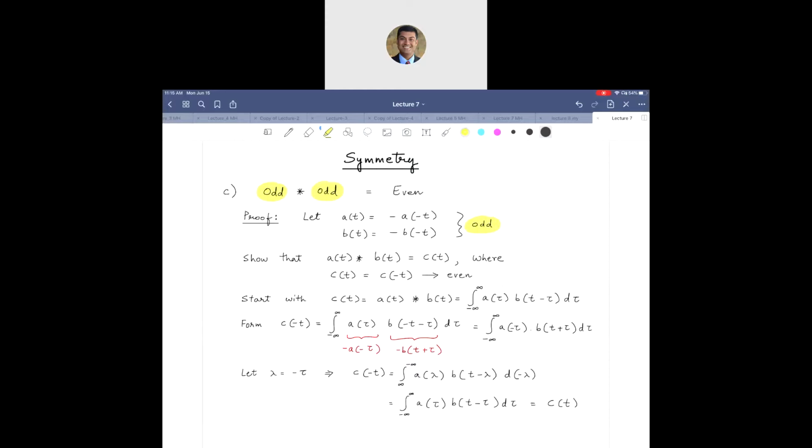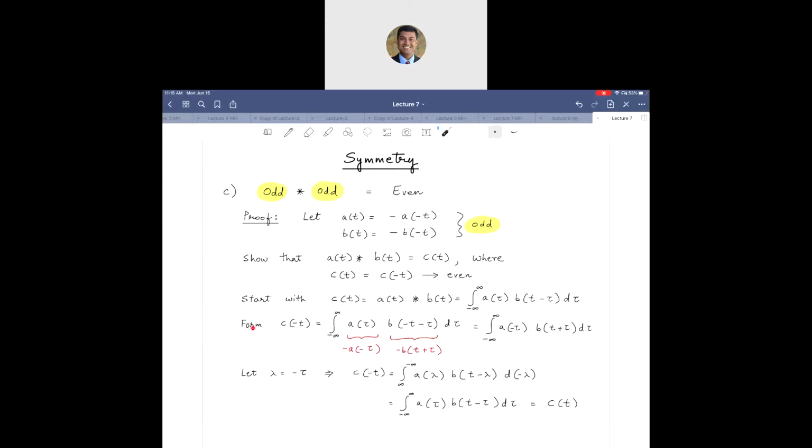Now, our goal is to show that a convolved with b, which is C of t, is going to obey this condition, C of t equal to C of negative t, which means that it is an even function. So let us start with C of t, defining C of t as a convolved with b, which can be written as a convolution integral, -∞ to infinity a of tau b of t minus tau d tau. Because convolution is commutative, we could have also written it as b of tau a of t minus tau d tau, but we are choosing to write it in this form here.